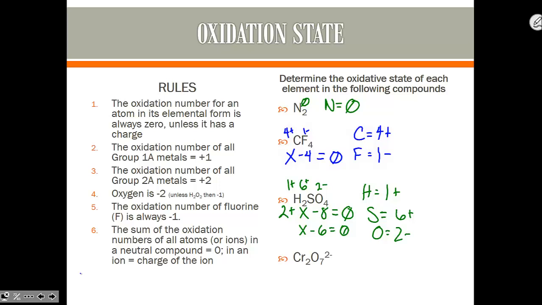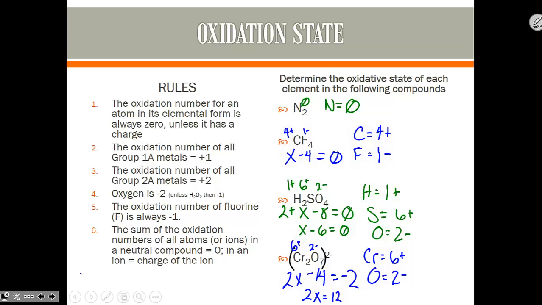Dichromate is a polyatomic anion. Collectively, dichromate is not neutral. Collectively, dichromate has to equal a -2. Each oxide provides a -2 charge, so collectively 7 of them would produce a -14 charge. 2 chromiums have to equal a -2 charge when combined with that oxygen. So we get 2x minus 14 equals -2, so 2x equals 12. X must be +6. So chromium must have a +6 oxidation state. Oxide is always a -2.